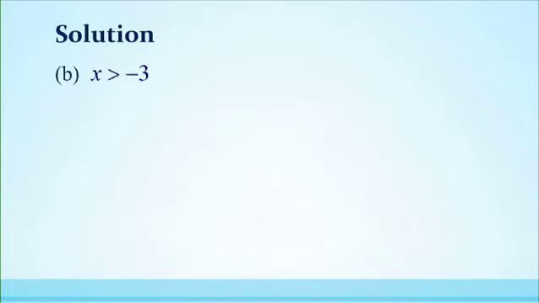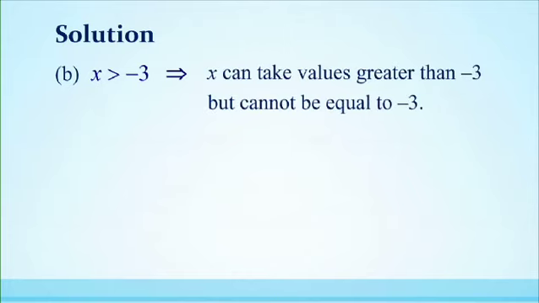Second one, x is greater than minus 3. So what does that mean? It means that x can take values greater than minus 3, but it cannot be equal to minus 3. Why can't it be equal to minus 3? Because you don't have the equal sign. It's greater than minus 3.